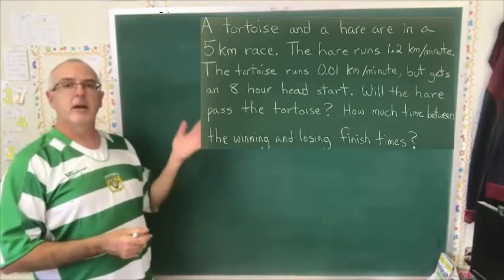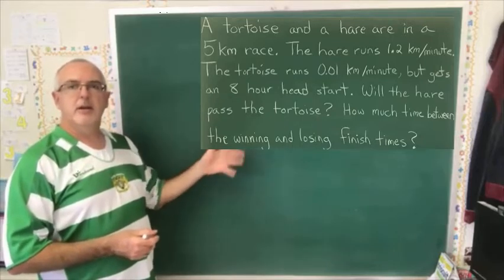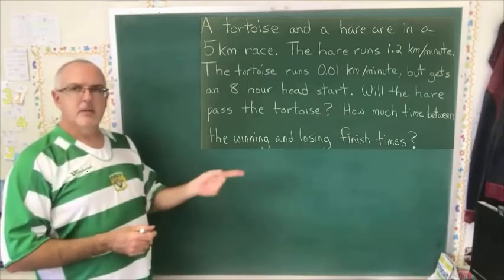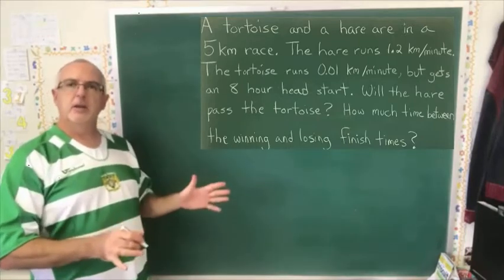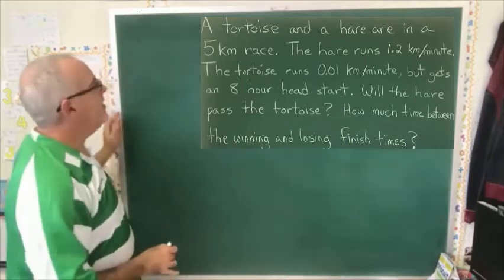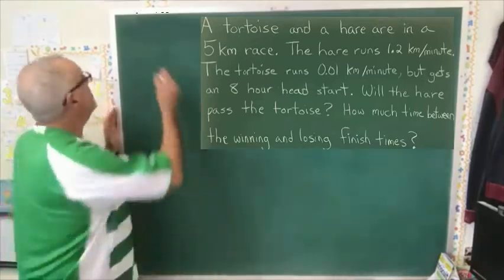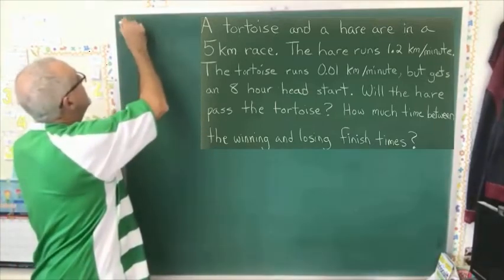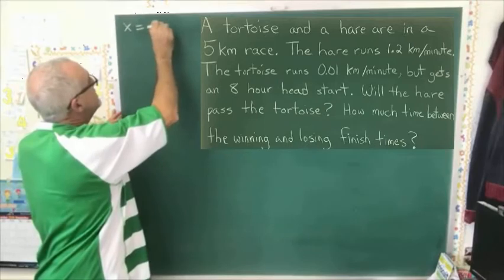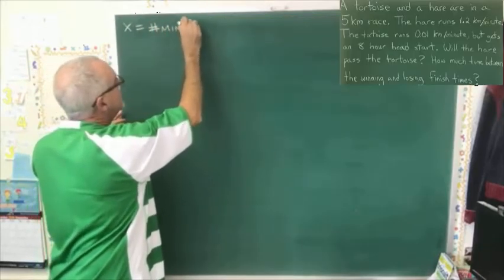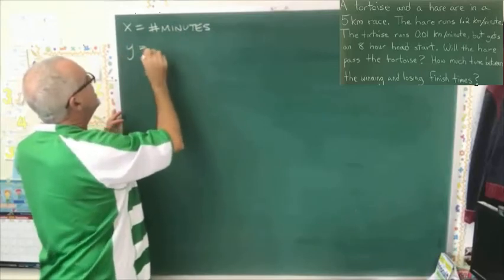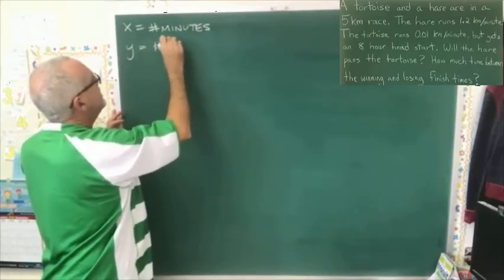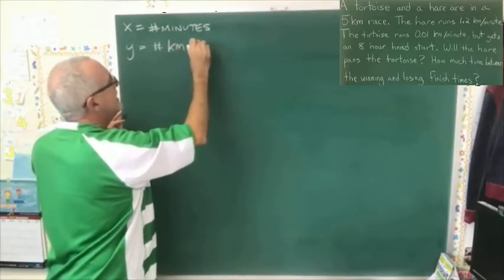When I have a unit slash unit as a unit, that tells me that sounds like a slope. And it sounds like a straight line situation. I'm going to proceed in that way. First, I'm defining my variables. X equals number of minutes. Y equals number of kilometers left.